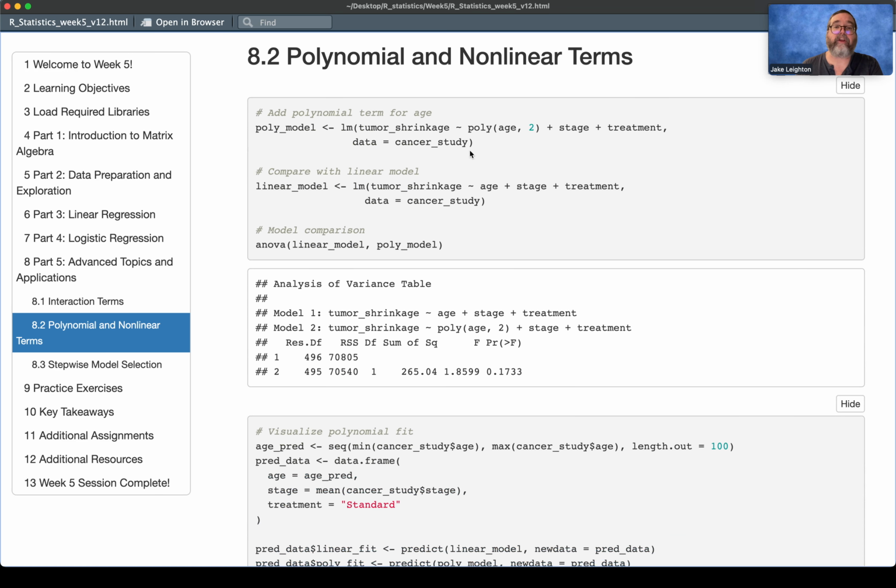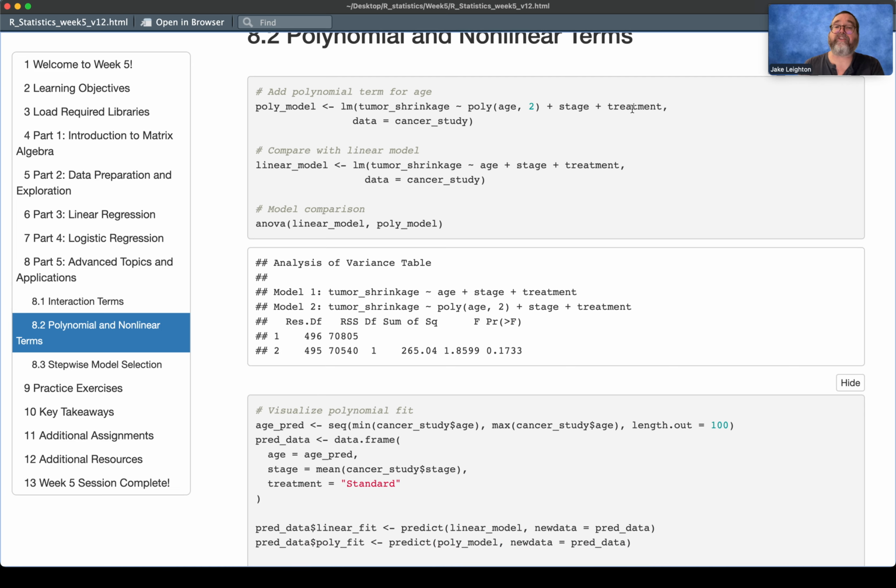So now let's look at polynomials. What is a polynomial? A polynomial is like x squared, x cubed, x to the fourth. So you can add a polynomial term to try to make the model a little bit better. Here we added age with a 2. So poly age, comma 2 is adding an x squared. We're fitting age to an x squared, basically. We could do that with any of the other ones too, and just add polynomials to try to fit the data a little bit better.